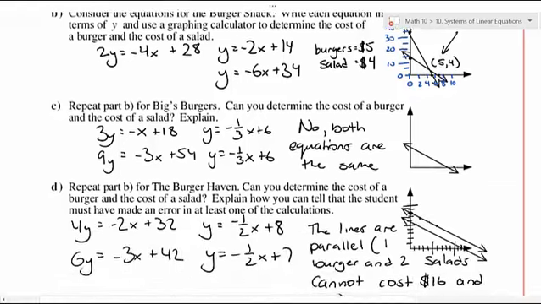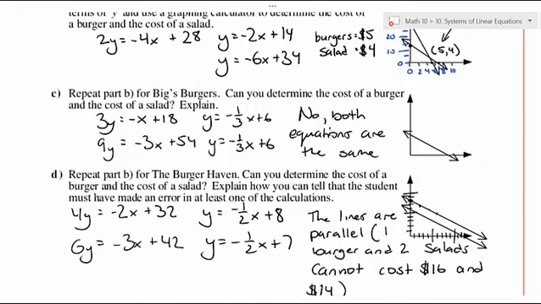When we went to Big's Burgers, I took a look at the y equals mx plus b form, and I found that they were both the same. So both the lines look like this. There's no single point of intersection. So in that case, you've got an infinite number of possibilities. You don't know which it is in this situation.